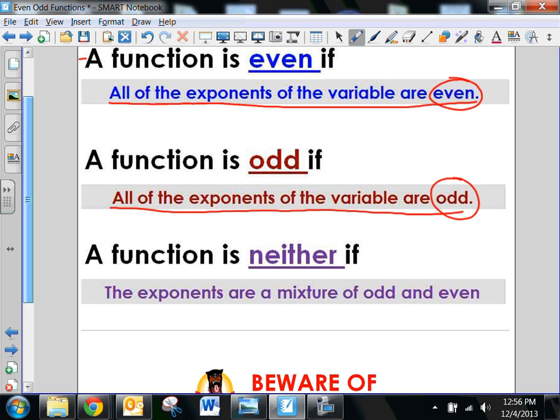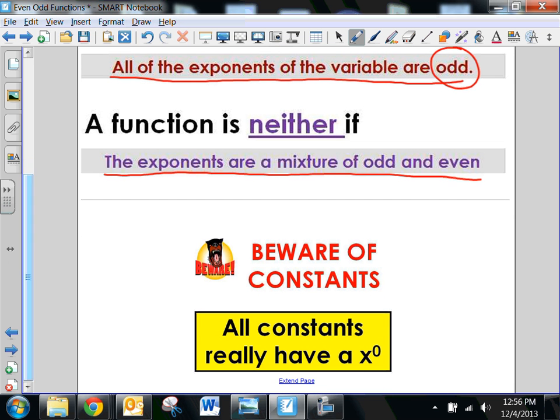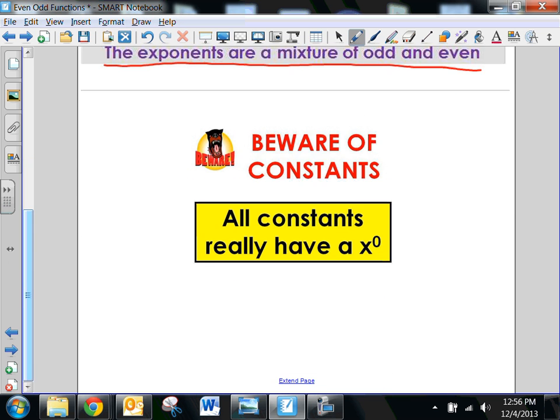And then a function is neither. It's neither if the exponents are a mixture of odd and even. So if there's a mixture, if it's not all odd or all even, we say that it's neither. Okay. Here's a quick point: beware of constants. Beware of constants because this is really the exponent for a constant. When we say constant, I mean 8. Just like the number 8, it really has x to the 0 power. Or the number -3. It really has x to the 0. And we count those as even, okay?